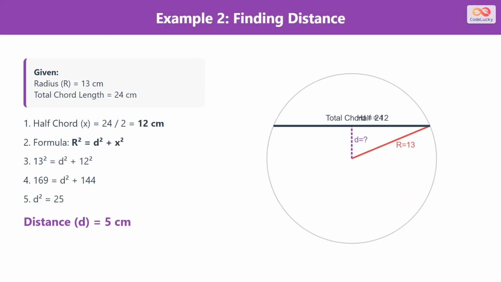Here is a different case. We know the radius is 13 and the total chord length is 24. First, we divide the chord by 2 to get 12. Then, using our formula, we solve for the distance and find it is 5 units.